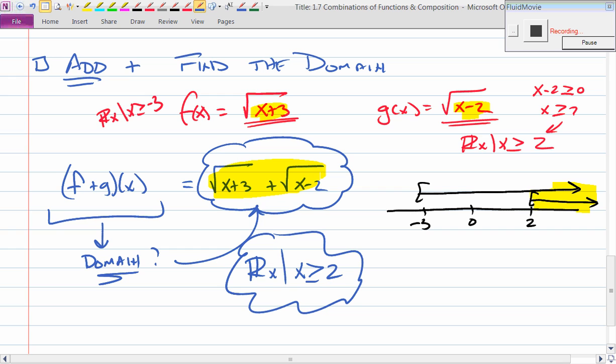No, you don't, but I think it's a really nice way to help you see why it's got to be greater than or equal to 2, because that's where they're both covered. Does that make sense?